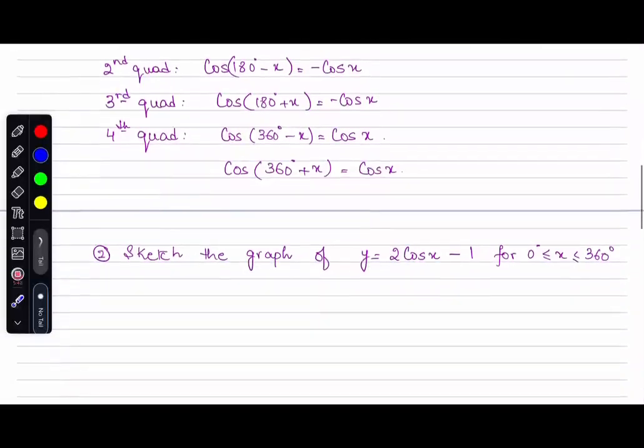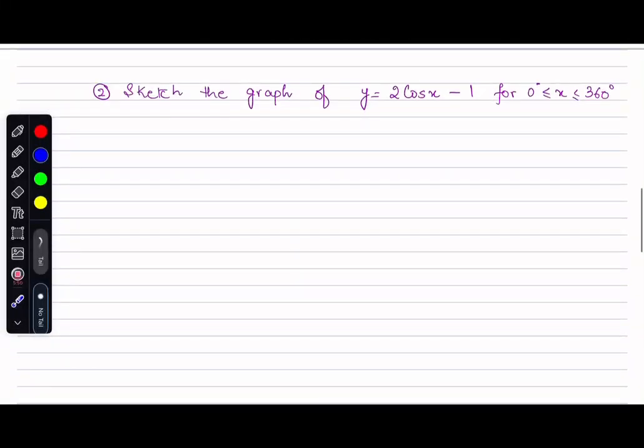So let's do a question. Sketch the graph of y equals 2 cos of x minus 1.